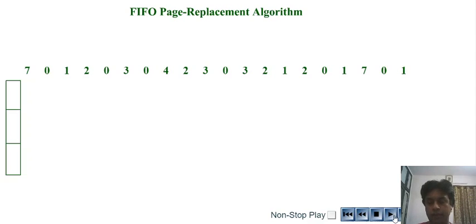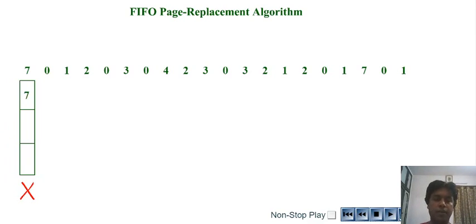So the first page is 7. Since initially all the memory is empty, all the frames are available, so I put 7 here. But since this 7 was not already in the memory, we call it a page miss, or you can say a page fault, and that is the reason we have denoted it with an X. It means a page fault has occurred because that page was not found in the memory.